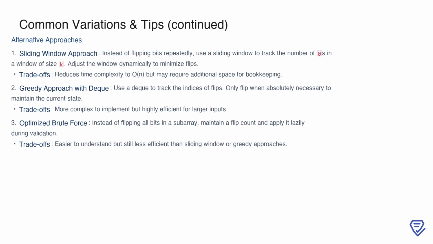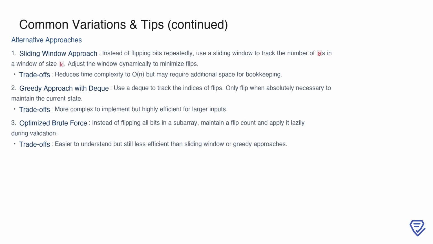To approach this problem effectively, there are several alternative strategies worth considering. The sliding window approach is a powerful technique where you track the state of 0s within a window of size k and dynamically adjust it to minimize flips. This reduces the time complexity to O(n), though it may require additional space for bookkeeping.